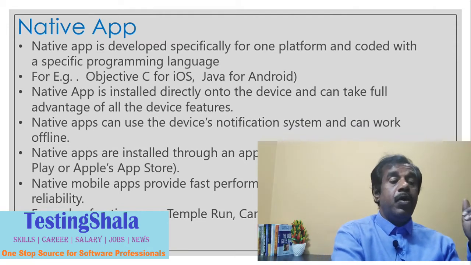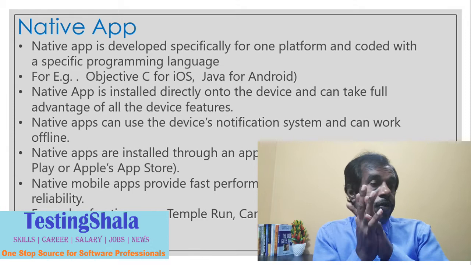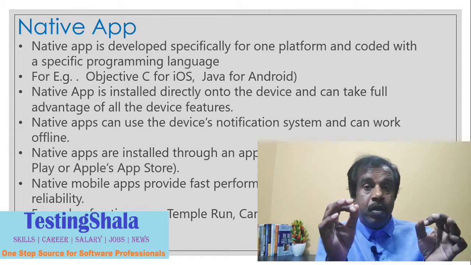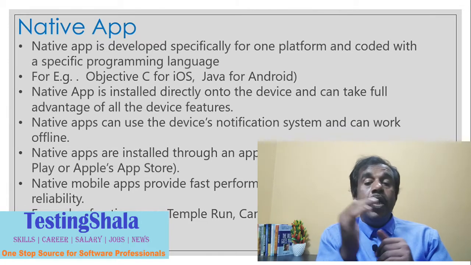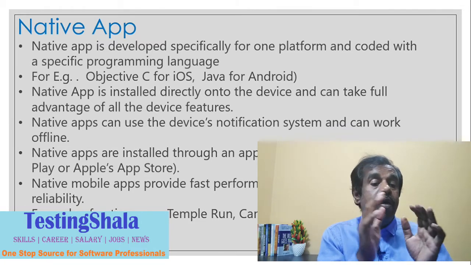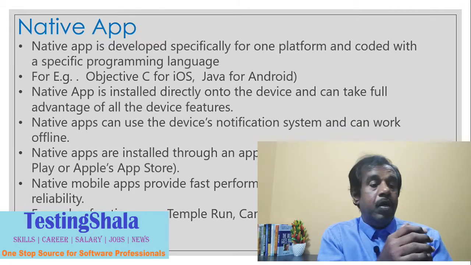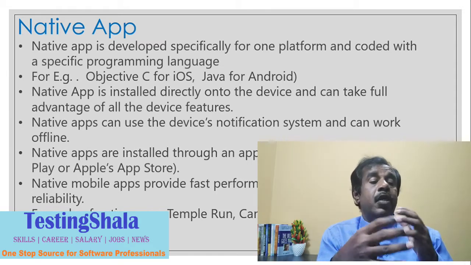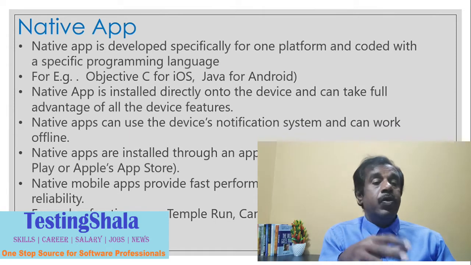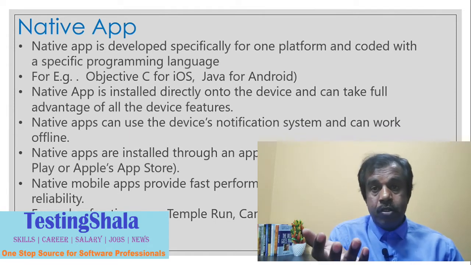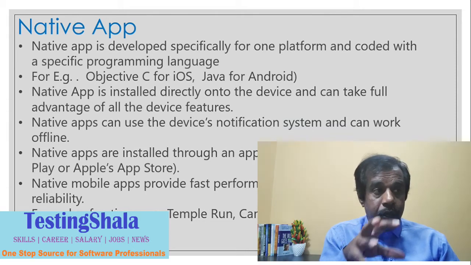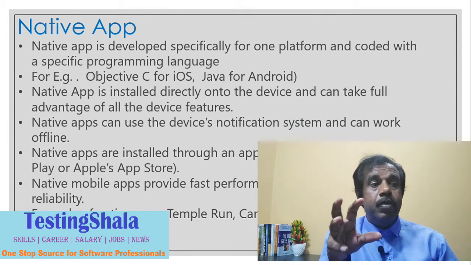Let us understand some of the examples we can talk about here. You may know Temple Run, which is a very popular mobile app game. Similarly, Candy Crush as well. This software has been written in either iOS or Java technologies. So this is how a native app looks overall.